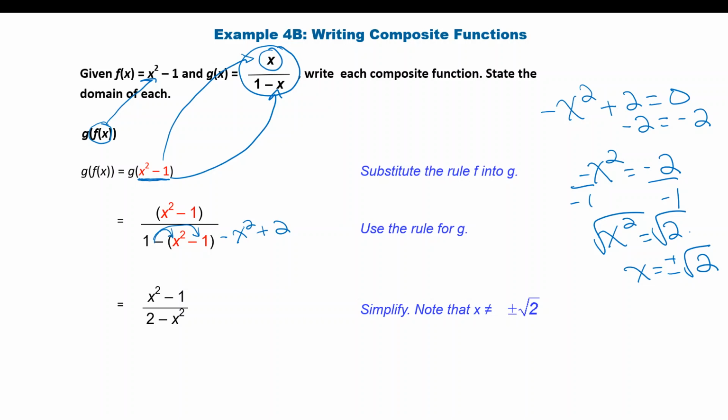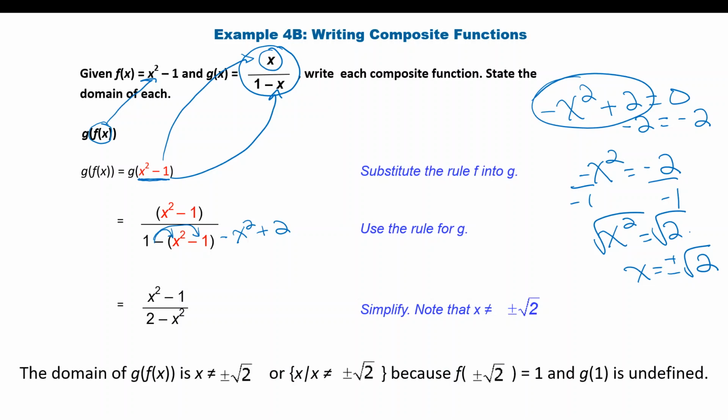When we simplify everything out, we have x squared minus 1, all of that divided by 2 minus x squared. If you look over here, I just rewrote it a little bit, and that's your final answer. Next, we need to talk about the domain. So the domain of g of f of x is x cannot equal plus or minus the square root of 2, or it could also be written this way, because when f of plus or minus square root of 2 equals 1, and g of 1 is undefined then.